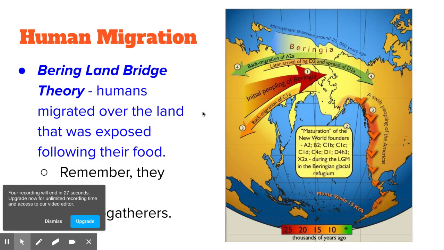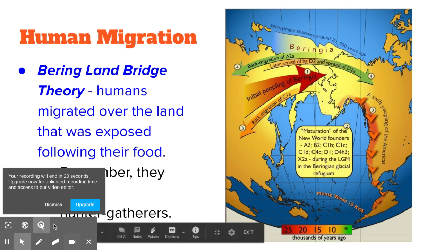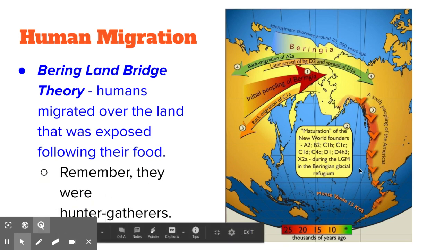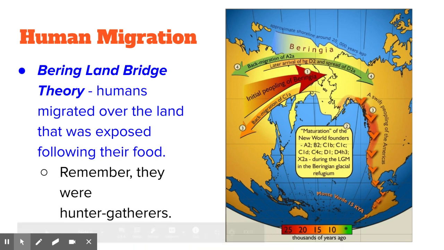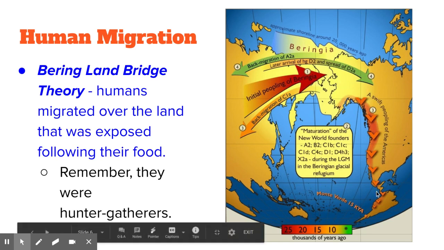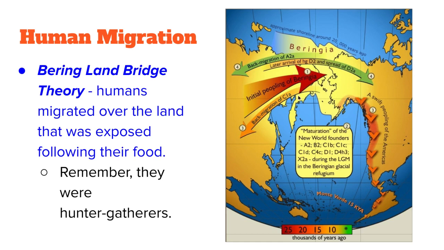So the Bering Land Bridge theory says that humans migrated over this land that was exposed when they were following their food. So remember that people during this time were hunter-gatherers, and they were following herds of animals, hunting herds of animals. So if animals crossed the Bering Land Bridge and came south into North and South America here, people would have followed too. Archaeologists believe this is true because they have found similar artifacts on the coast here of Russia as they have in the coast here of Alaska and down around the coast here of North and South America.